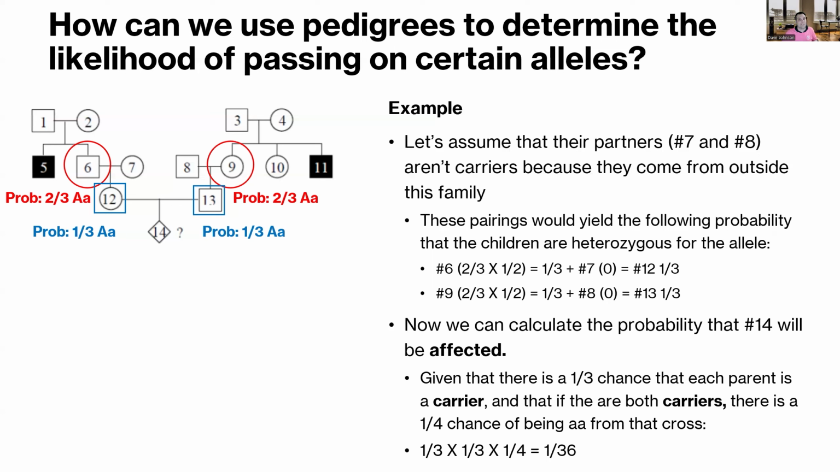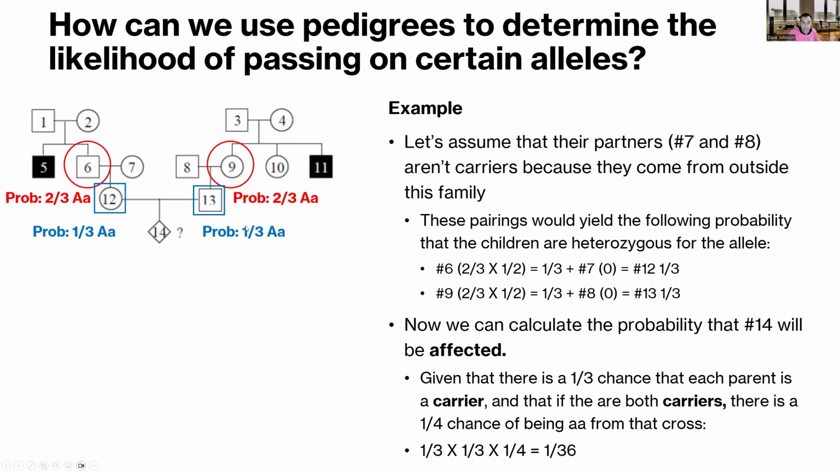So again, we go back to the product rule. Each parent has a 1/3 chance of being a carrier. All right. So in order for this child to be affected, both parents would have to be a carrier. So the first math we have to do is, what is the probability that both 12 and 13 are even both carriers in the first place? This is our AND rule. This is, again, the product rule, because we need 12 and 13 to be carriers to even have a chance that 14 will be affected by the disease.